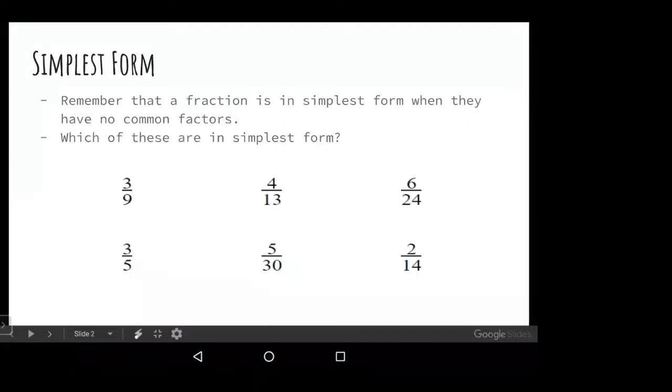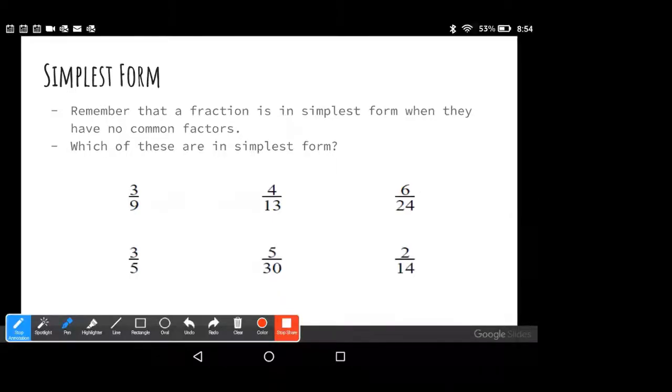Okay, so simplest form. We actually talked about this prior to spring break. Remember, simplest form is when they have no common factors. And so if I end up with an answer of 3/9, 3/9 is not wrong. It's just not the pretty version that the math people like. We like things to be in their simplest form, their most reduced form. So we're looking at these 6 numbers. Some of them are in simplest form and some of them are not.